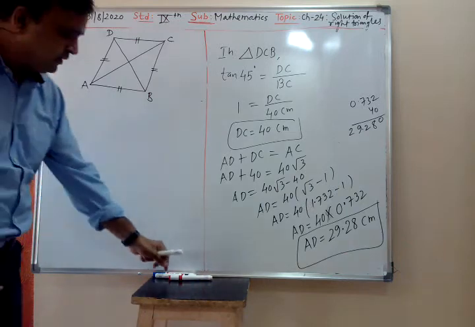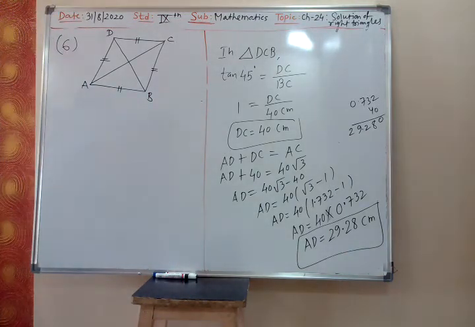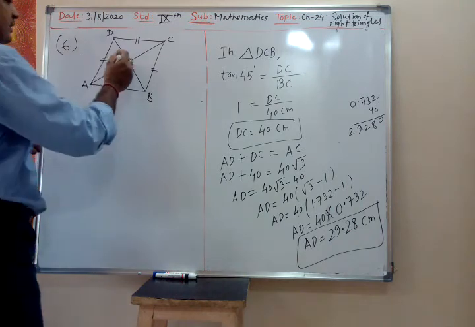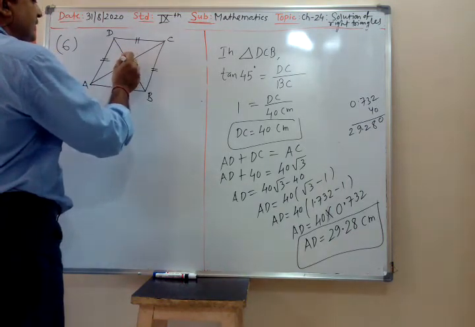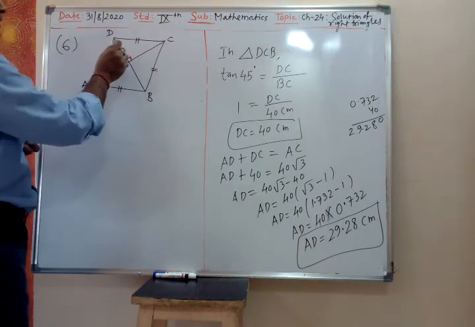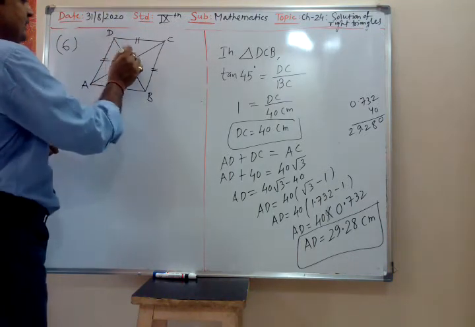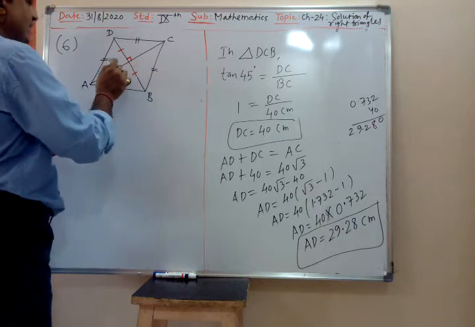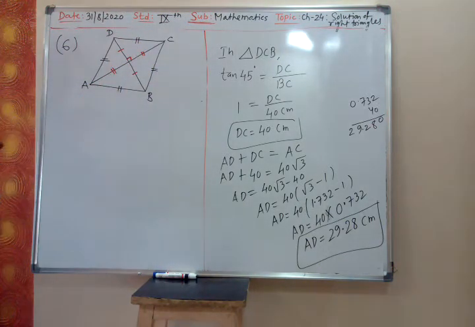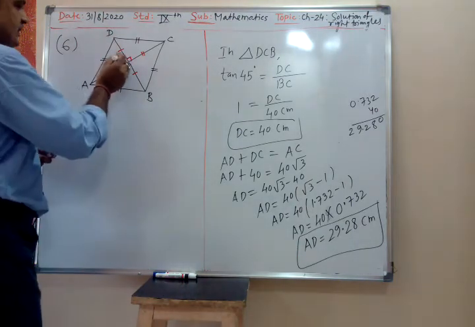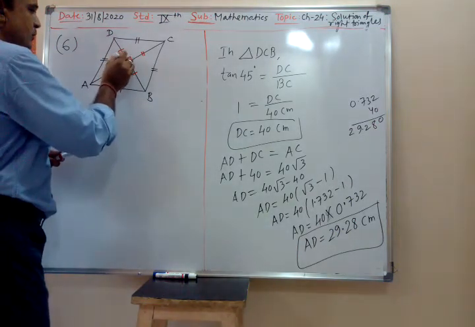What are the properties of a rhombus? The diagonals are perpendicular bisectors of each other. So the diagonals of a rhombus bisect each other at right angles. So this length is the same as this length, and this length is the same as this length. Remember, let these two diagonals cut each other at O.